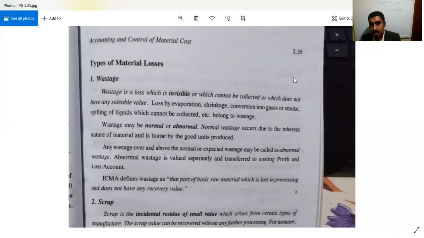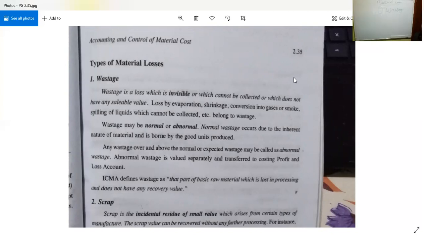Loss by evaporation, വായു എടുത്തോണ്ട് പോകുന്നത്, evaporate ചെയ്ത് പോവുകയല്ലേ മിക്കതും. Then shrinkage, conversion into gases or smoke, spilling of liquids which cannot be collected, etc. belongs to wastage. It may be normal and abnormal. Normal wastage occurs due to the inherent nature of the material and is borne by the good units produced. While any wastage above the normal or expected wastage is called abnormal wastage. Therefore, it is valued separately and transferred to costing profit and loss account. Therefore, that part of the basic raw material which is lost in the processing and does not have any recovery value, that is called wastage.